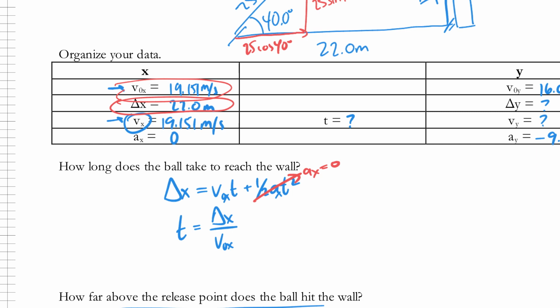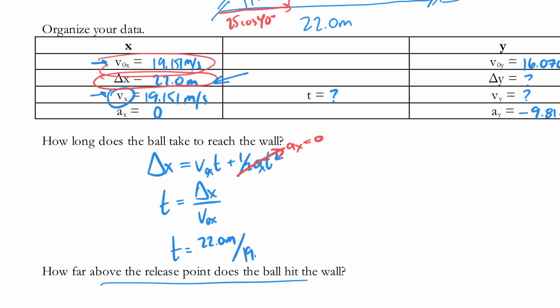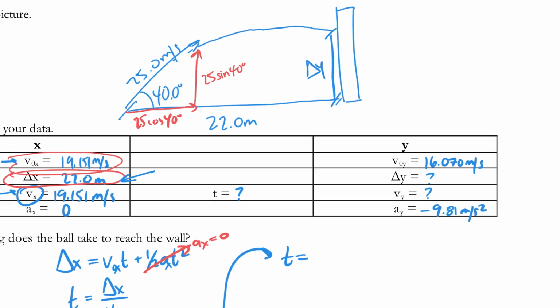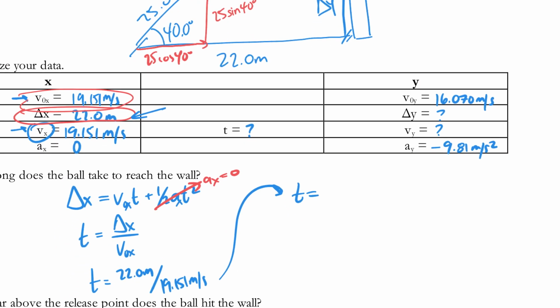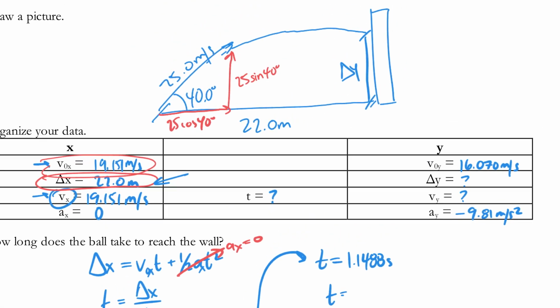Okay, so now we can rearrange what's left, and we can say t equals delta x divided by v naught x. So delta x was 22.0 meters, divided by v naught in the x, all the v's in the x are 19.151 meters per second. So if I go up here, we could say t equals, well, let's see, 22 divided by 1.15, maybe? Wow, that's really good. I estimated right on. 1.1488 seconds.